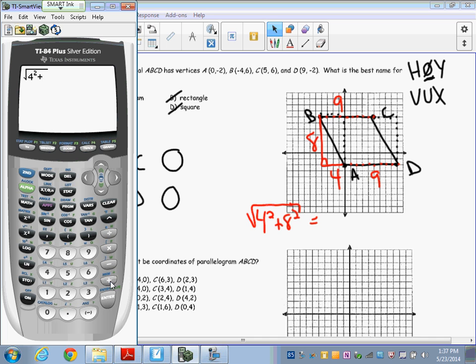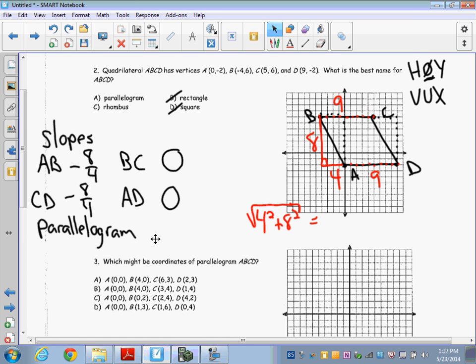So 4 squared plus 8 squared, I get 8.9. That looks like it's close to 9, but it's not. But since the sides aren't equal, it's not a rhombus, and since the opposite sides are parallel, that's enough to show it's a parallelogram.